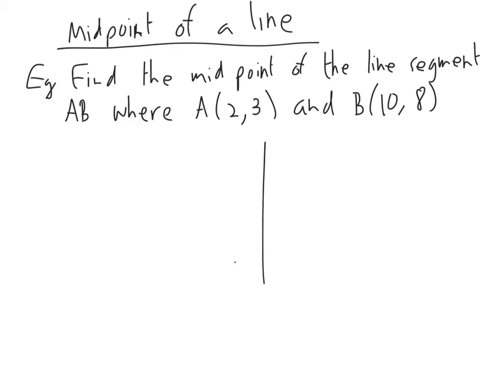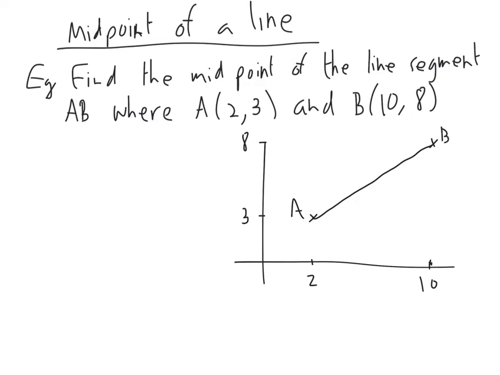So what do we have here? We've got 2, 3, so 2 across and 3 up, and then we have 10 across and 8 up, and there's our line segment AB. So just a sketch takes 2 seconds. Now if we're going to try and find the midpoint, that's the middle value.